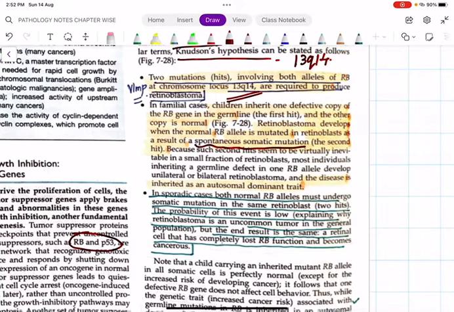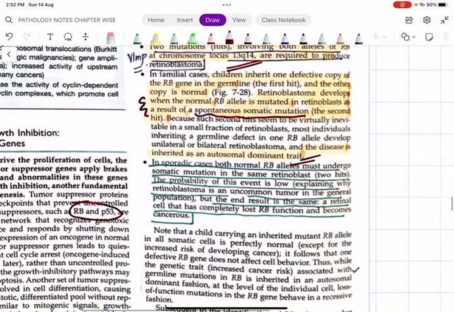So when the baby is born, he will have only one germline mutated allele. As the baby grows, retinoblastoma will develop only when the normal allele is also mutated. The disease is usually inherited as an autosomal dominant trait. This is what we call Knudson's two-hit hypothesis.